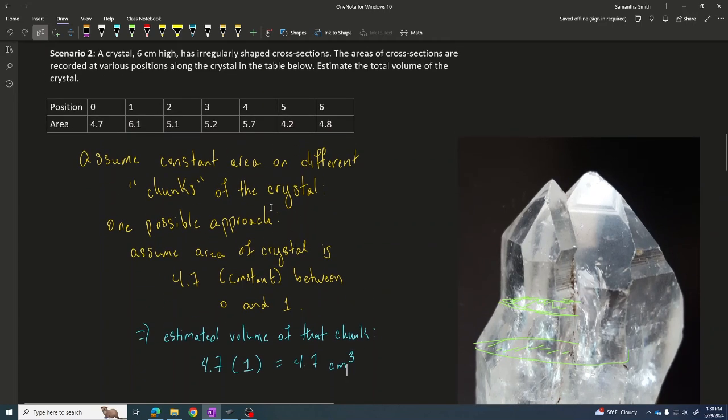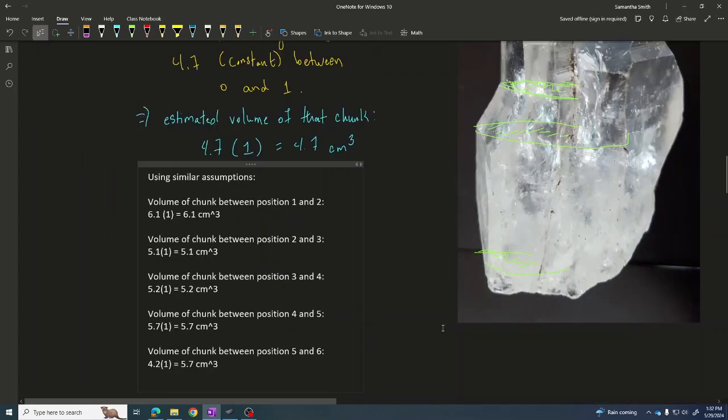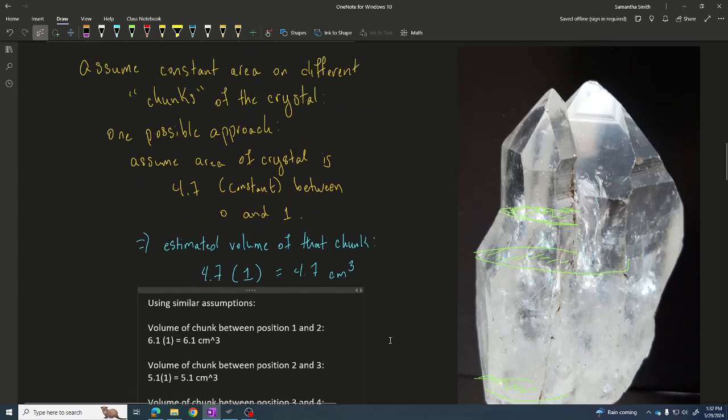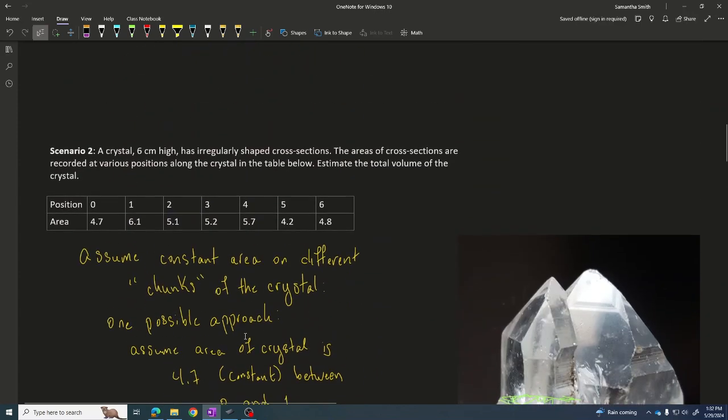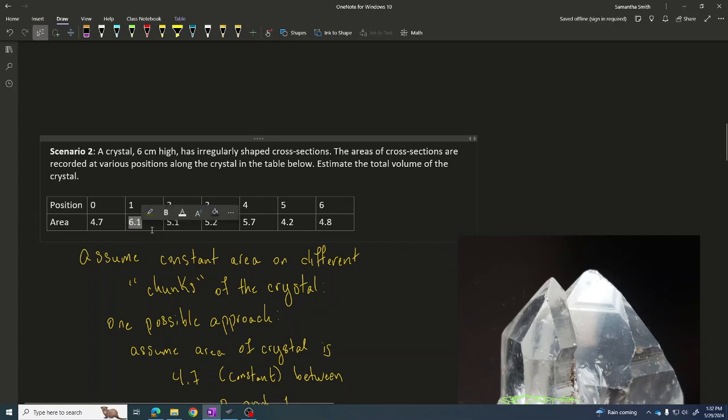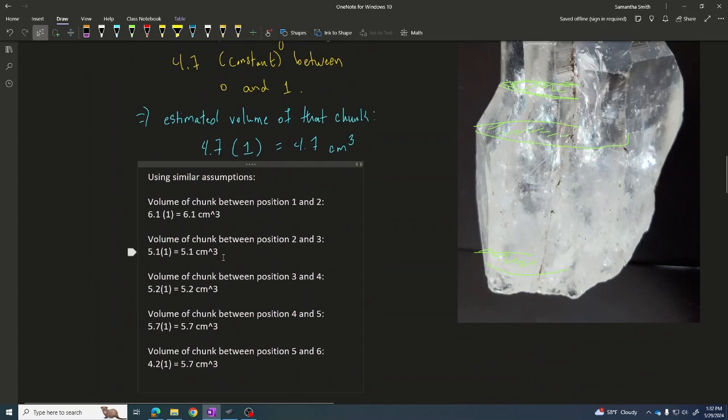And then I would have to repeat the process to estimate the volumes of all the other chunks, the other portions of this crystal. So let me go ahead and do that off screen. I, for example, have decided I'm going to assume that this chunk of crystal has a constant cross-sectional area between position 1 and position 2. And I'm going to assume that the cross-sectional area for that chunk of crystal is given by this left-hand value, this 6.1. And if this is the area, and the length of the chunk is between 1 and 2 centimeters, then the length of the chunk is 1 centimeter. So the volume of that piece would be 6.1 times 1, or 6.1 cubic centimeters for the volume of that chunk.